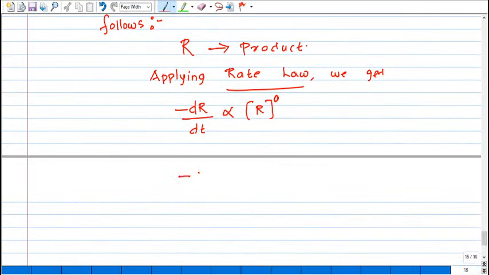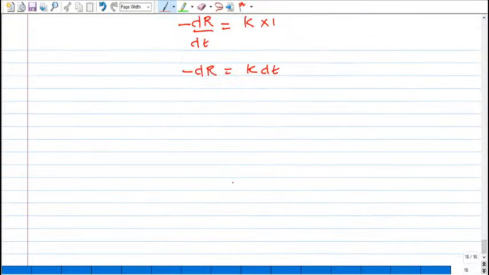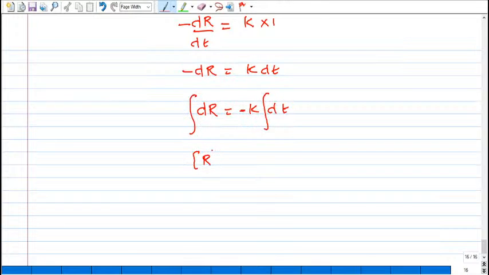What will be the next step? Minus dR by dt is equal to a constant k into R to the power 0. I can write it as 1, because anything to the power 0 is always 1. You know very well. So cross multiplying, minus dR is equal to k dt. There is no doubt. Take this minus to that side, we get dR equal to minus k dt. Integrating on both sides, we get R is equal to minus kt plus c.